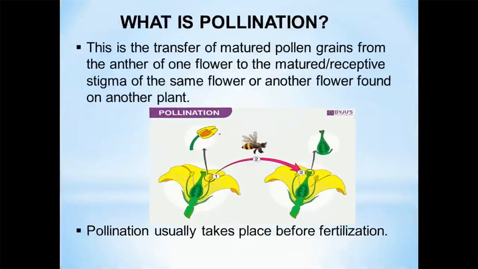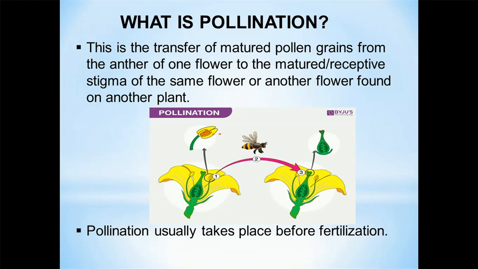What is pollination? This is the transfer of matured pollen grains from the anther of one flower to the matured or receptive stigma of the same flower or another flower found on another plant. Now, pollination usually takes place before fertilization. Meaning is that pollination and fertilization are not the same at all. Pollination occurs before fertilization.